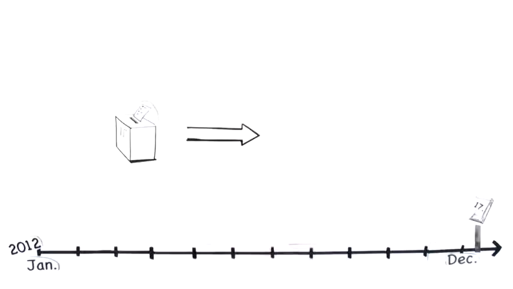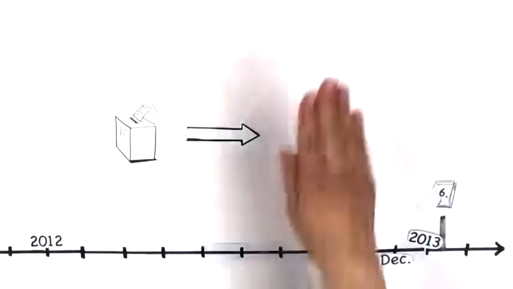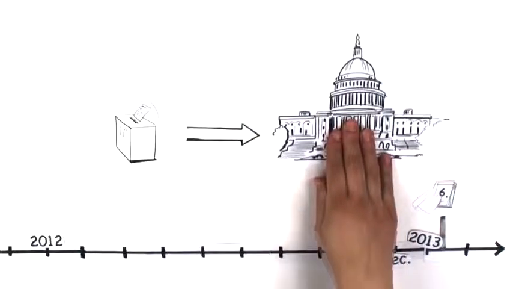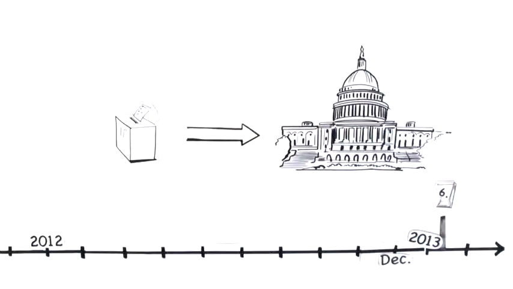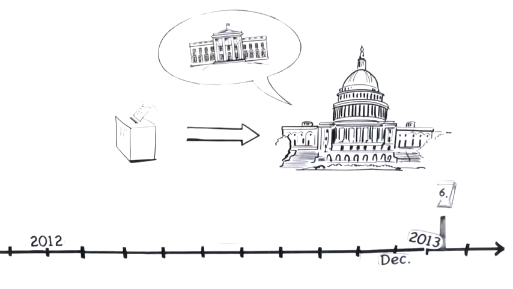However, these votes are counted at a still later date, namely on the 6th of January 2013, by the US Congress. And finally, then and there, it's also officially announced who will be entitled to move into the White House for the next 4 years.